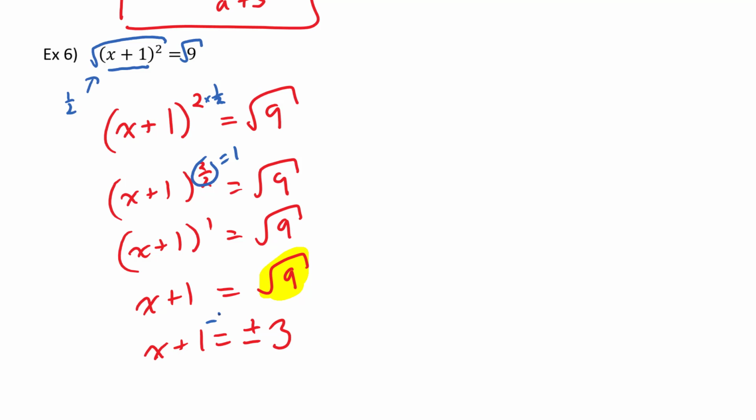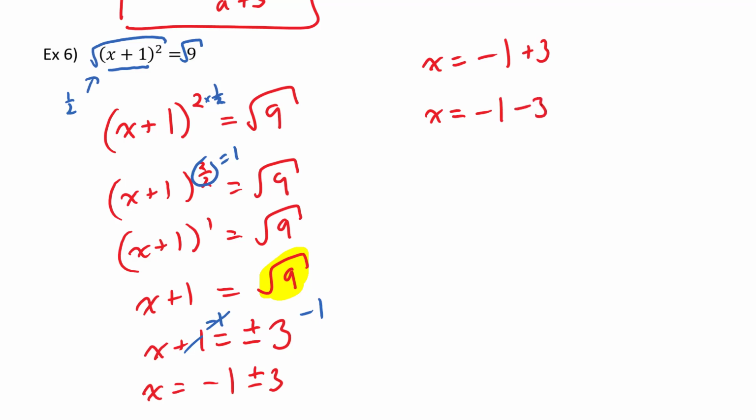Let's move the 1 over to the other side by subtracting 1. These cancel each other out, and I have x is equal to minus 1 plus or minus 3. For this particular equation, there will be two answers. x is equal to minus 1 plus 3, and x is equal to minus 1 minus 3. I get 2 as an answer. I get minus 4 as an answer. Those should both be correct.